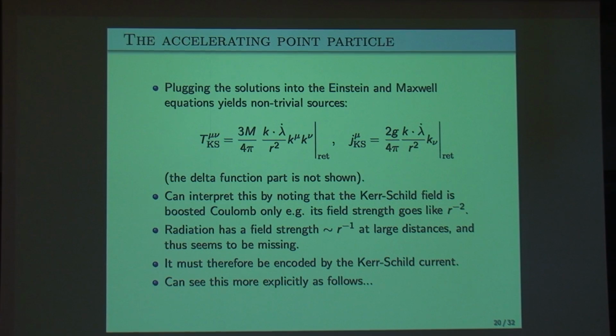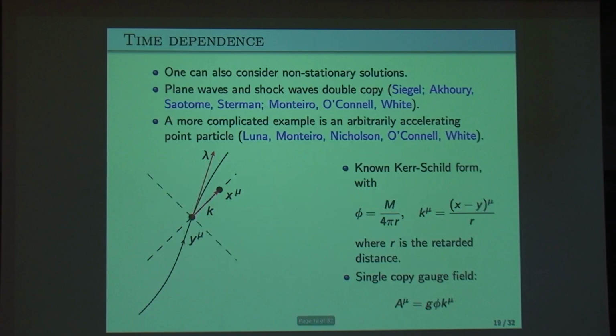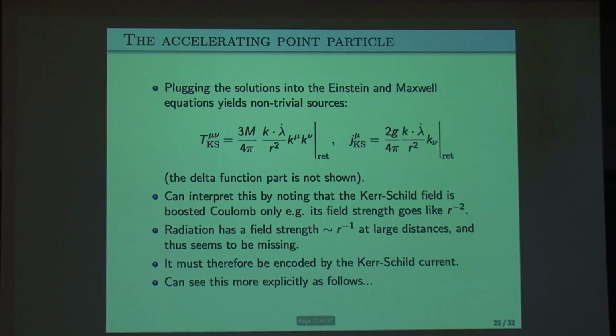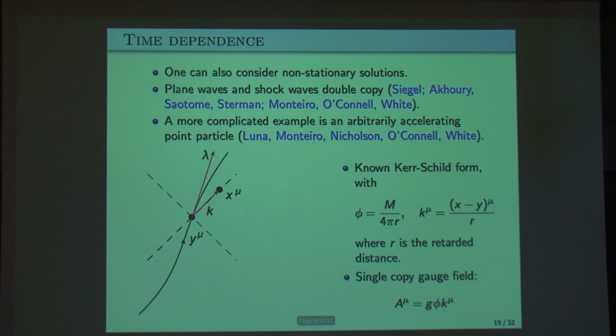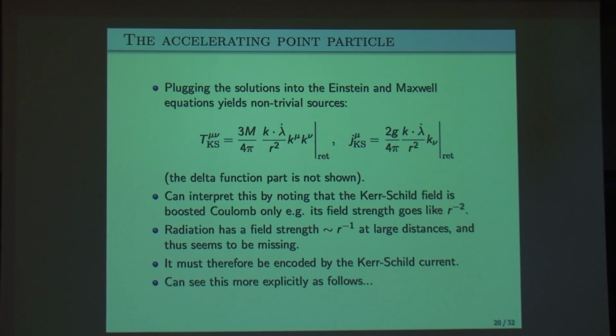So how do we interpret these source terms and what they mean? Well, first of all, we can note that the Kerr-Schild field itself is the boosted Coulomb part only. So if you actually work out what this thing represents, for example, in the gauge theory, you'll find that it's just the boosted Coulomb solution. One way to see that quickly here is that the field itself goes like 1 over r, so the field strength will go like 1 over r squared, and that's what a boosted Coulomb solution looks like. There's no radiation, for example, because that should have a field strength going like 1 over r.